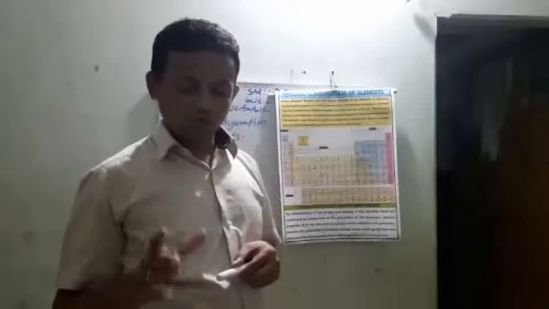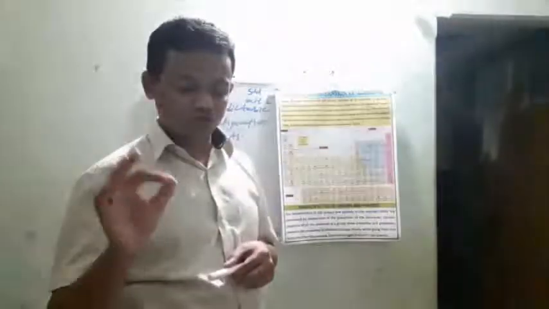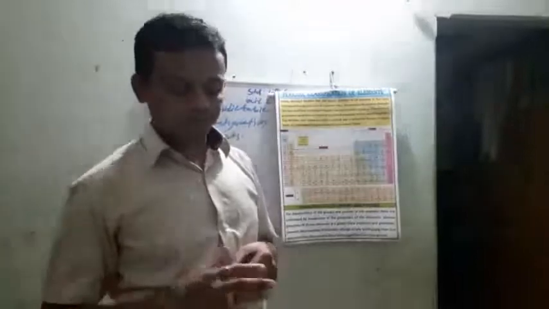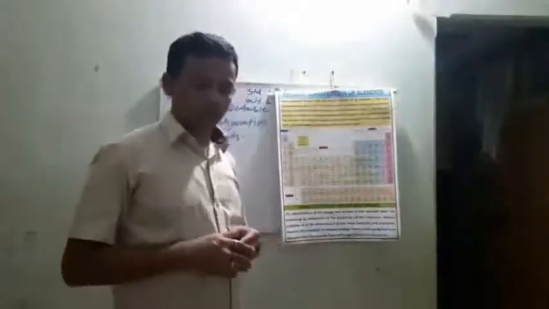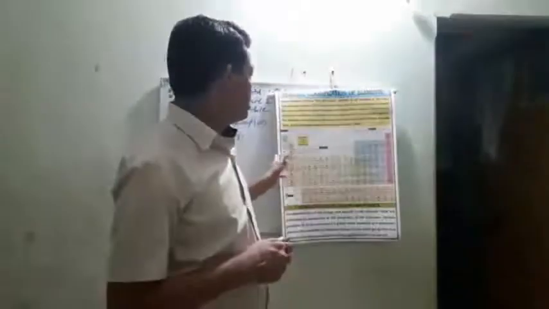Properties of elements change slowly while going from left to right, that is, in a particular period. While we are going from left to right, the properties of elements change slowly. So this concept we have seen in the modern periodic table.